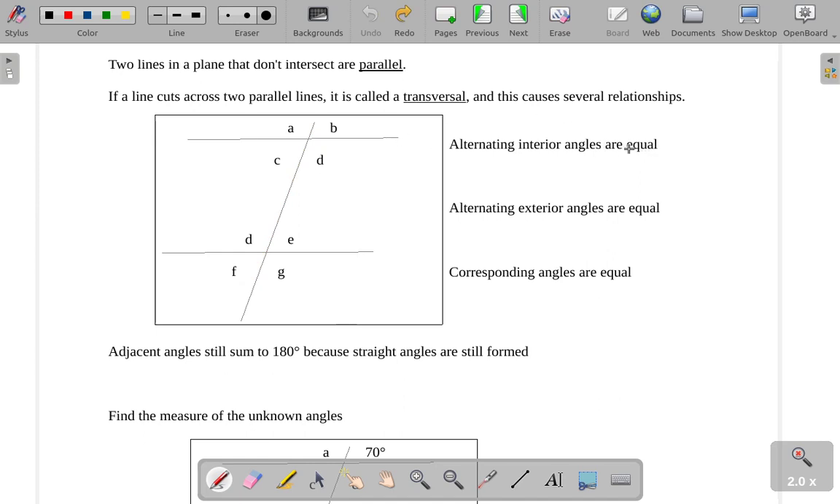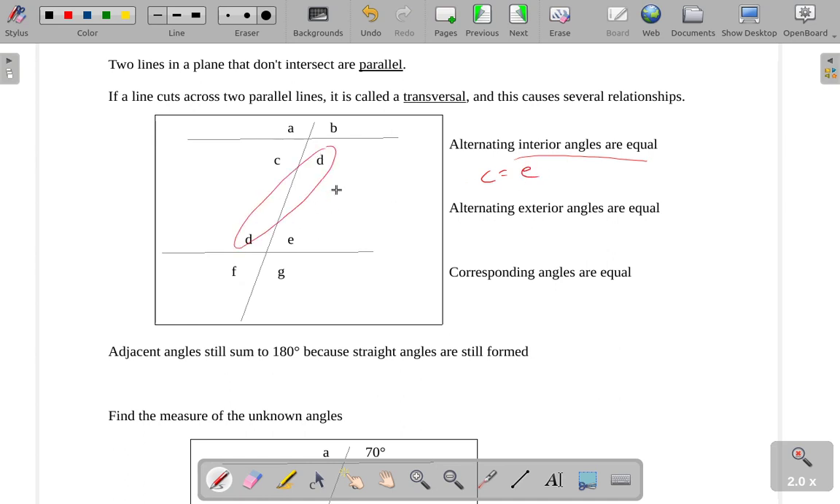We have one thing called alternate interior angles, and alternate interior angles are equal. So interior meaning, think of inside our parallel lines, and alternating meaning you kind of go across. So C and E would be considered alternating interior angles. So we get that C would be equal to E.